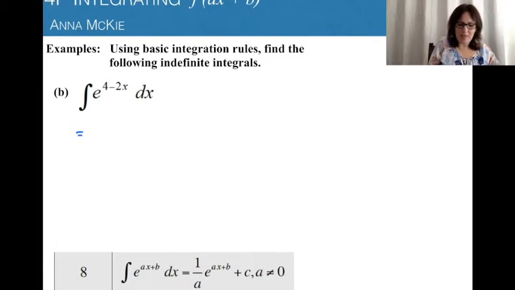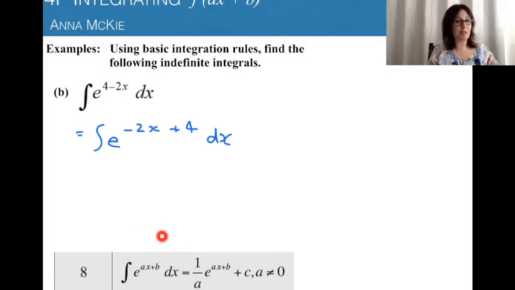The next one, an e to the x function. I don't know about you, but I tend to like things exactly in the format that the rule appears, so I'm going to write that as e to the power of negative 2x plus 4 dx, so that it's quite easy to see it's in the ax plus b form.